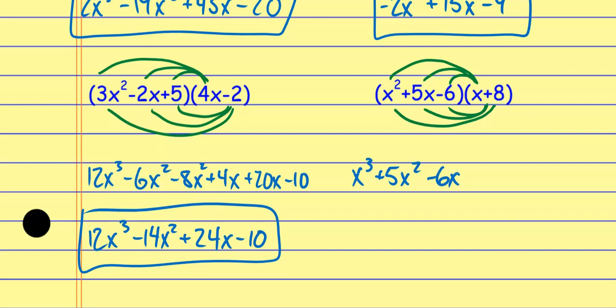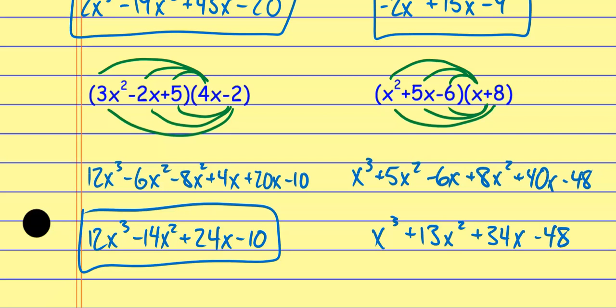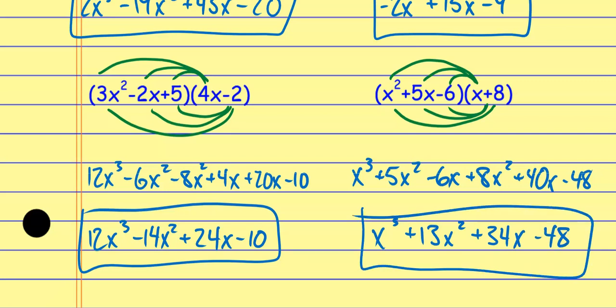And I distribute that guy backwards. That's a plus 8x squared plus 40x minus 48. And then combine like terms. And again, if you want to distribute the other way, it's fine. You'll just get the same terms in a different order, okay? But that doesn't matter because we're going to rewrite it as we combine like terms anyway, all right?